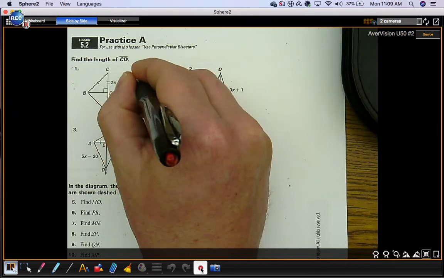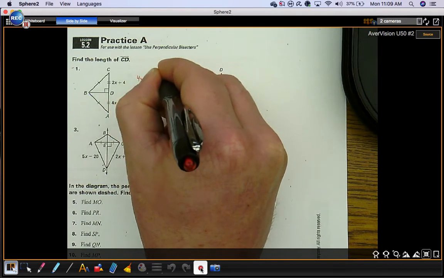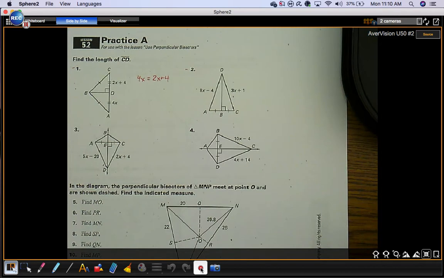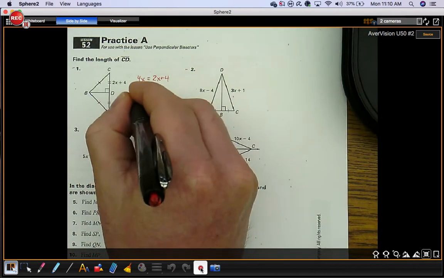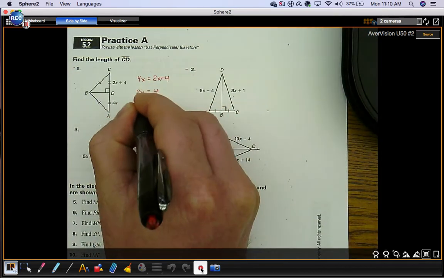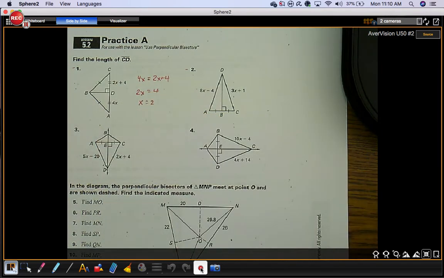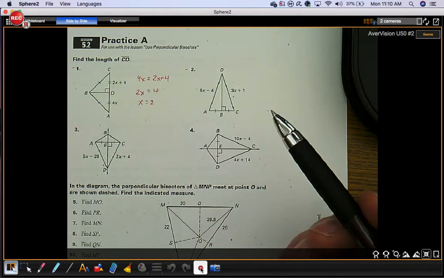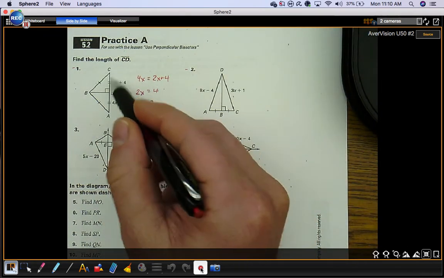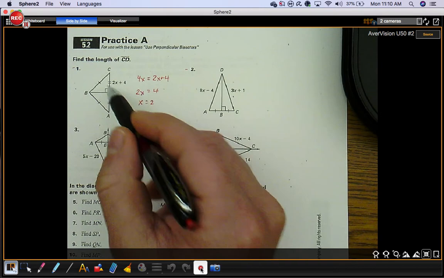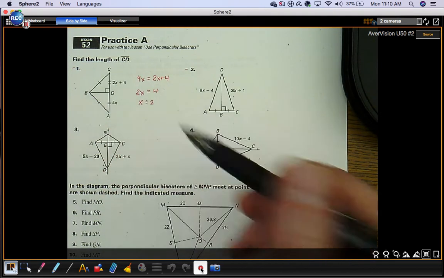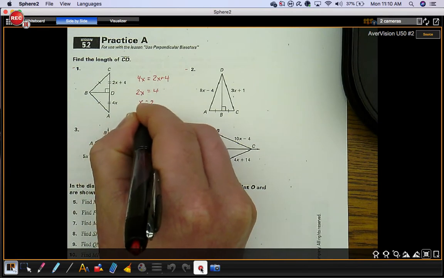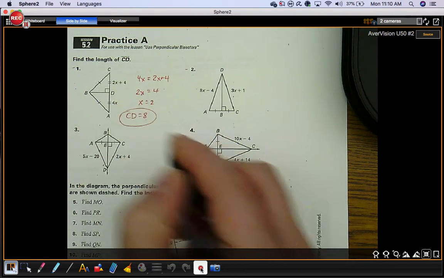So a real simple way to do this is to just write these expressions, and since they're the same, you make them equal. Subtract 2x from both sides. Divide by 2. Find the length of segment CD is what they ask you to do. Segment CD is this guy. X is just part of that. It's 2 times 2 plus 4. So this length, C to D, is 8. That's your answer. You just plug back in.